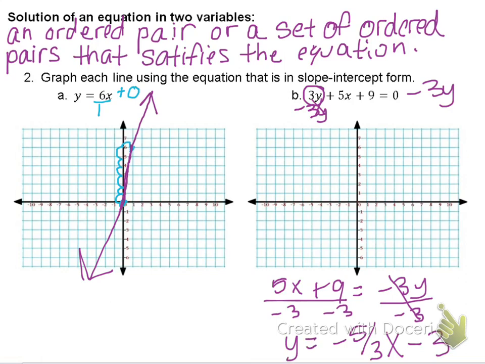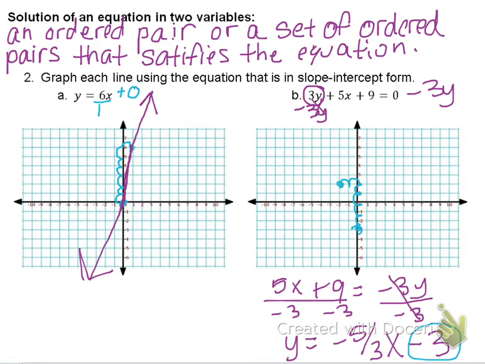So our y-intercept is negative 3. So we would put our point there on the y-axis. And our slope is negative 5/3. So I'm going to go up 5 and then backwards 2 to get my negative.